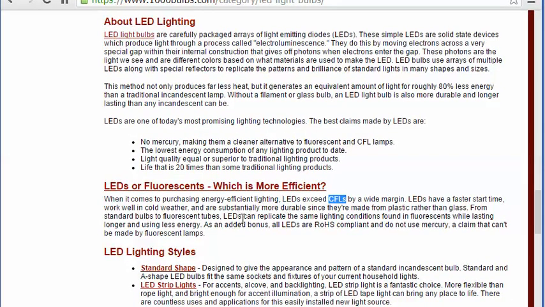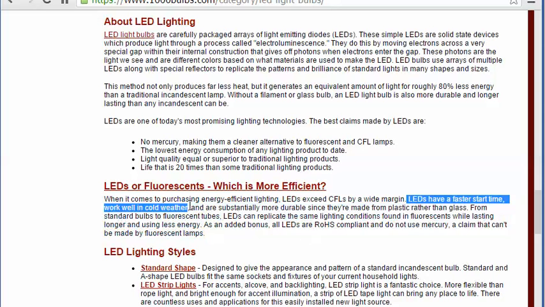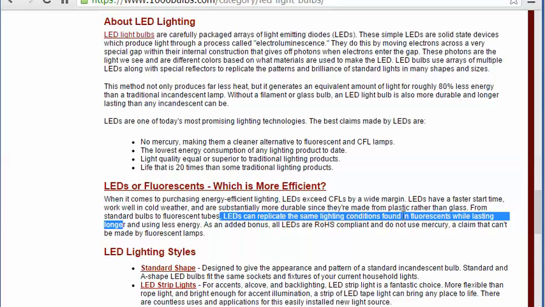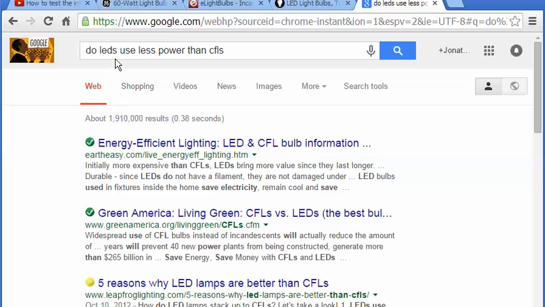It says here that when it comes to purchasing energy efficient lighting, LEDs exceed CFLs by a wide margin. I think it's not because of their wattage. It's because they have a faster start time, work well in cold weather, and are substantially more durable since they're made from plastic rather than glass. It says LEDs can replicate the same lighting conditions found in fluorescence while lasting longer. And this is my question: why would they use less energy? They're the same wattage. So I'm asking the question, do LEDs use less power than CFLs? To Google.